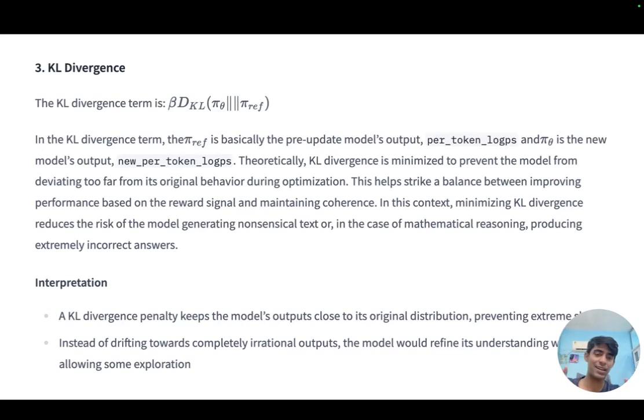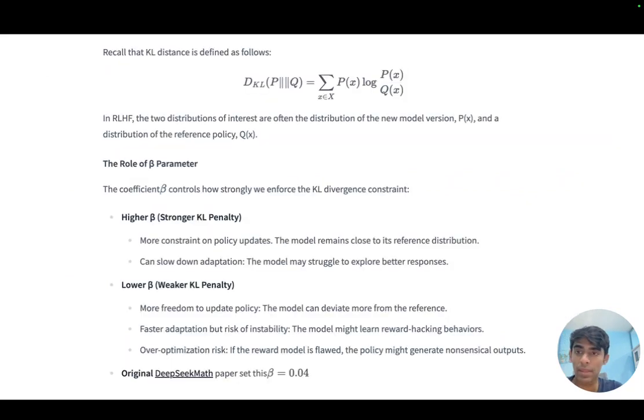this whole concept minimizes the deviation, preventing the model from drifting too far from the original behavior during optimization. Because as I told you, the whole thing is we want to learn one step at a time, you don't want this to happen, right? So in this context, minimizing KL divergence reduces the risk of the model generating nonsensical text, or in the case of mathematical reasoning, producing extremely incorrect answers. Okay, so yeah. I think KL distance is defined as follows.